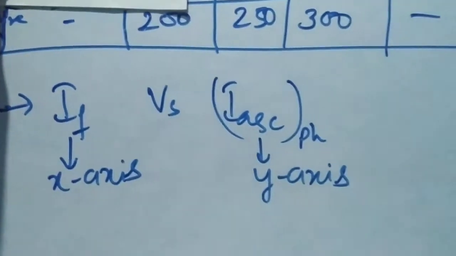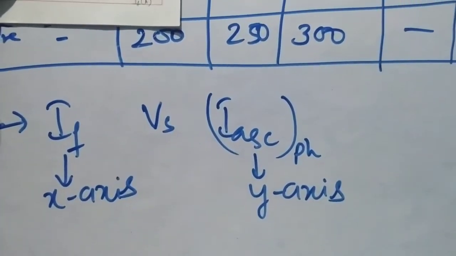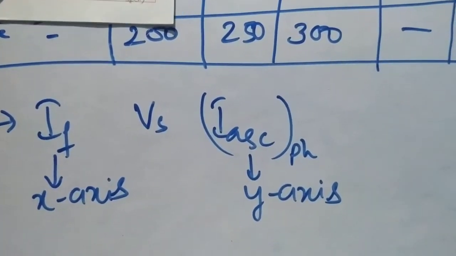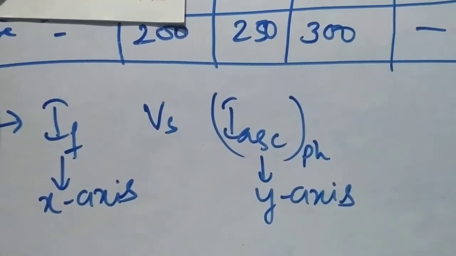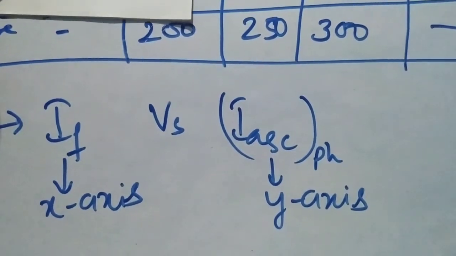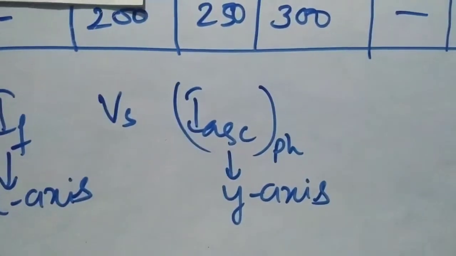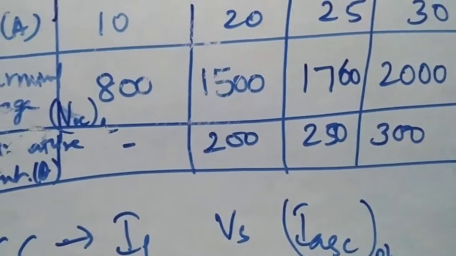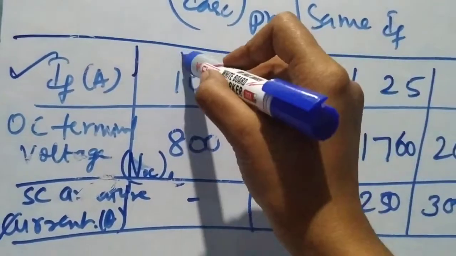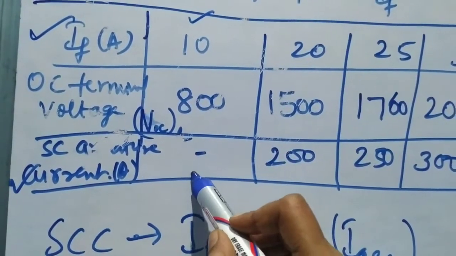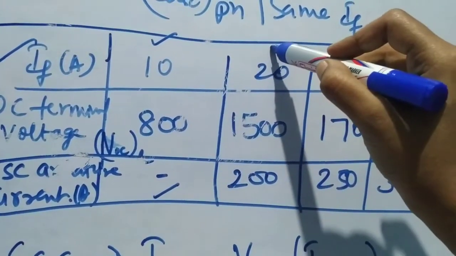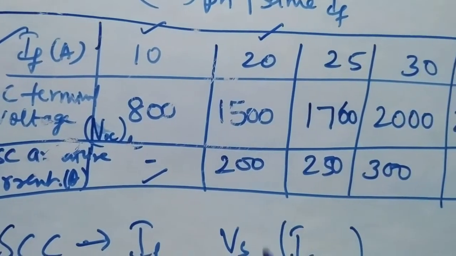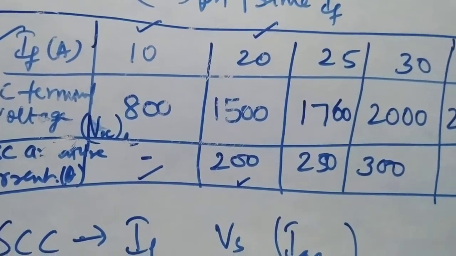Short circuit characteristic is nothing but a graph of the IF versus IAC phase. X-axis will be your IF, always the field current, and the IAC phase will be the y-axis in the short circuit characteristic. Okay, so let us mark the corresponding values. For example, for IF equal to 10 ampere, the corresponding IAC phase is 0. Similarly, for 20 ampere of field current, it produces 200 ampere.